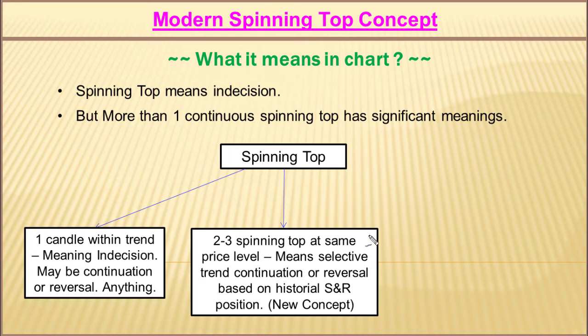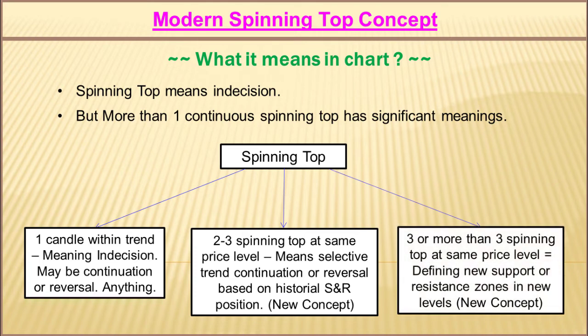The second point is that 2-3 spinning tops at the same price level mean selective trend continuation or reversal based on historical support and resistance position. And this is a new concept according to the modern price action. If you see 2-3 spinning top candles at the same price level, then with the help of historical support and resistance points, you may get an understanding of whether the price is going to reverse or the trend is going to continue.